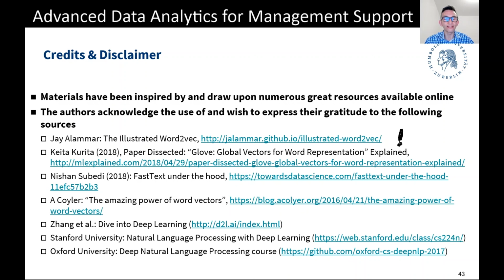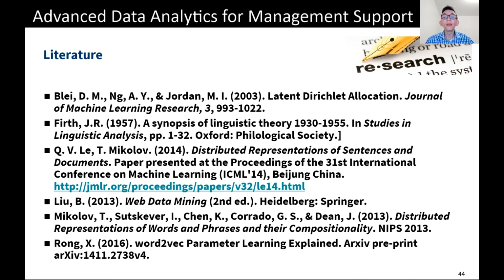Find some other nice papers here, and of course the standard resources I am drawing on: Dive into Deep Learning and the Natural Language Processing with Deep Learning course at Stanford. The sources that I was citing you find here in the literature index.